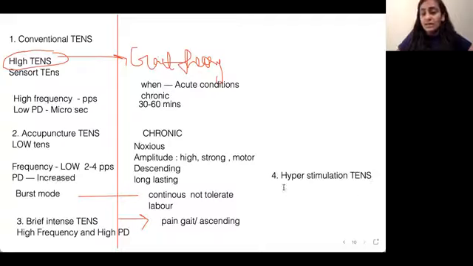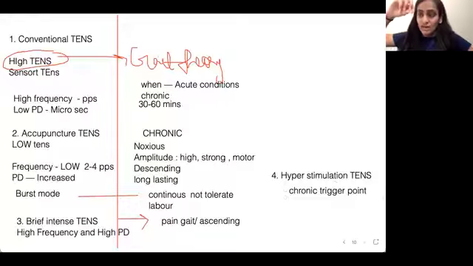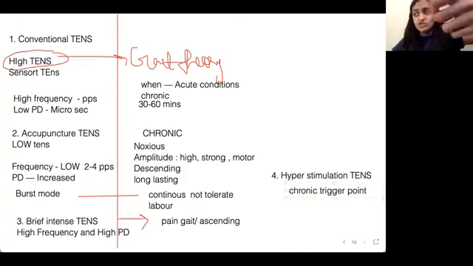Hyperstimulation TENS, look at the word hyperstimulation. So when someone is having chronic trigger points, let's say you have a trapezius trigger point that has been bothering you for a very long time. That means a small area that is chronic. What you can do is put a small probe electrode there, and you can give a very high, very strong intensity for 30 to 60 seconds. And that's it. That's what you give.